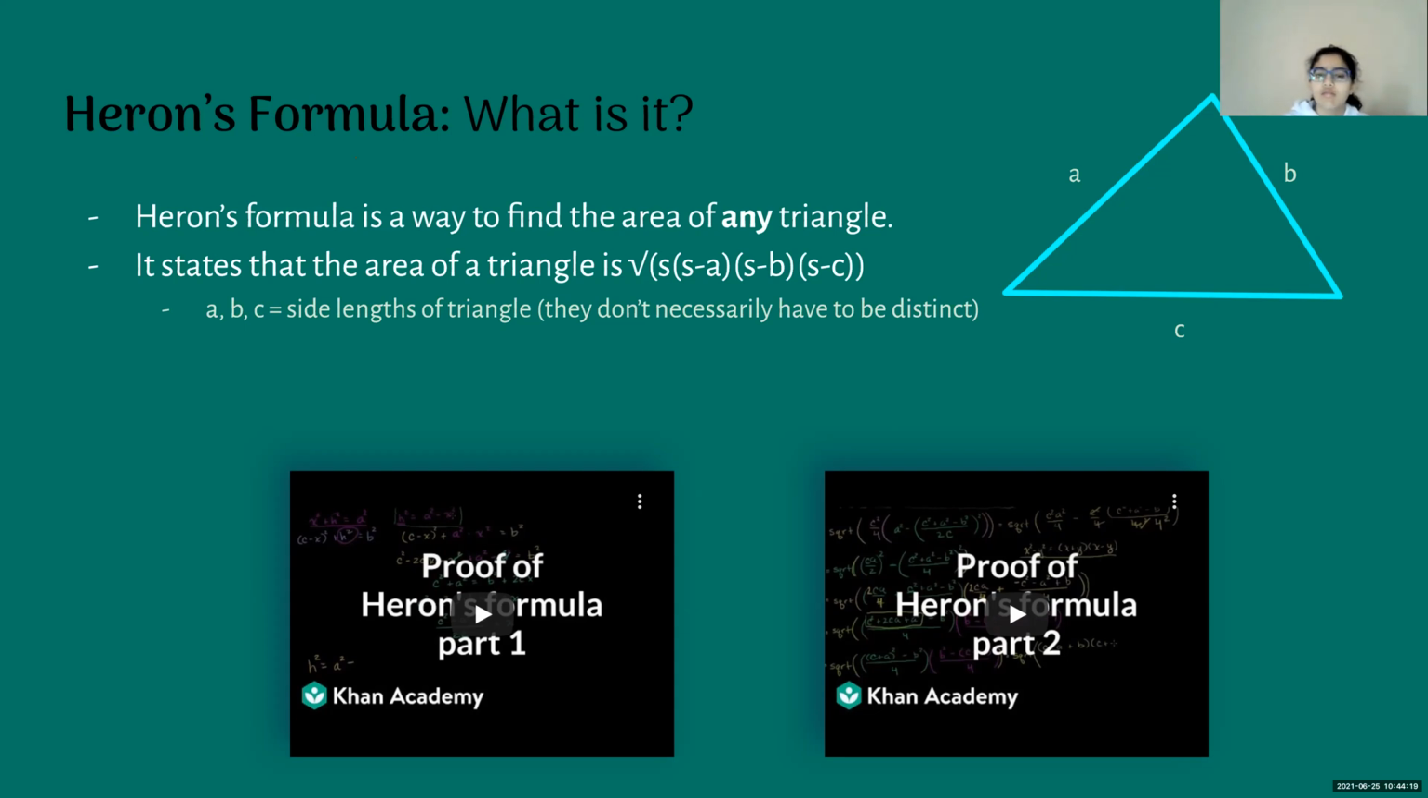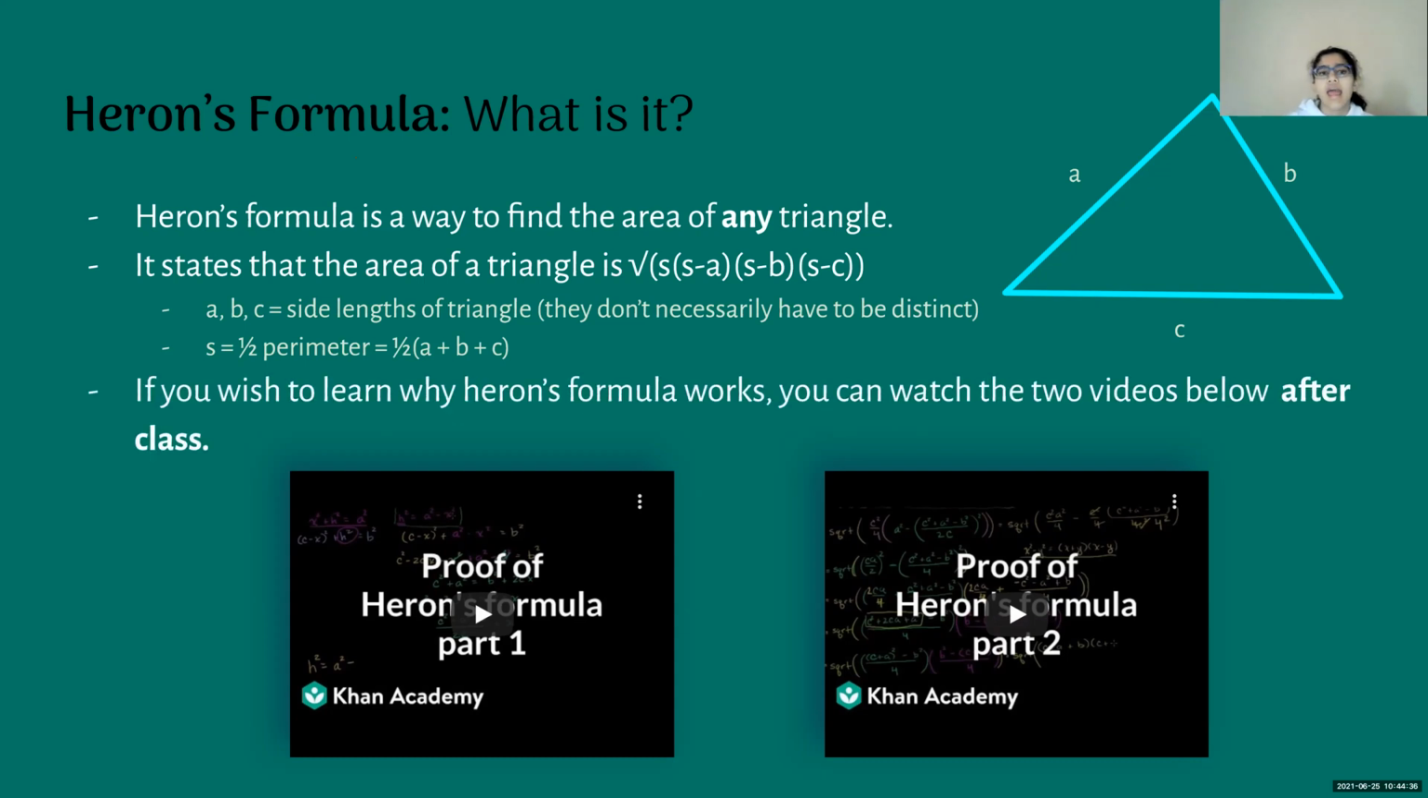However, it would be much easier to express A plus B plus C over 2 as a variable. So that's why we have S, or the semi-perimeter, as a variable in this. A, B, and C are just the side lengths, and they do not have to be distinct, but they can be. And if they are not distinct, it also works.